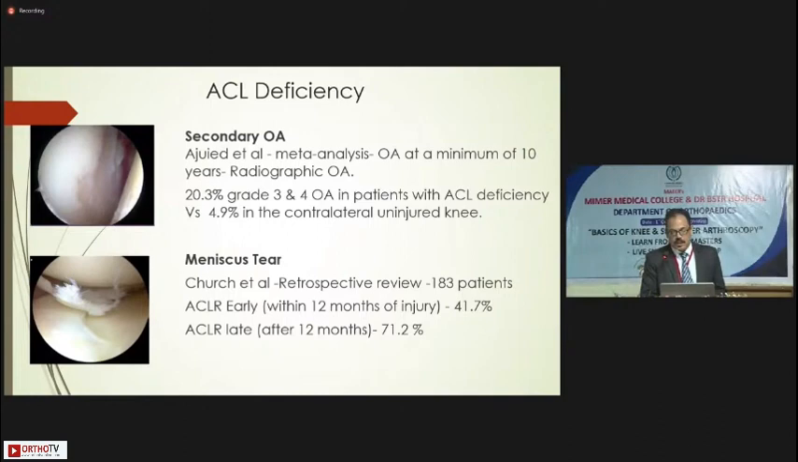if there is an ACL deficiency. So the first paper, OA at a minimum of 10 years, they showed 20.3% having grade 3 OA with ACL deficiency versus 4.9% on the opposite side. Meniscal tear, this is another paper by Church et al. ACL earlier, within 12 months, if you operate, the incidence is just 41.7%, late 71.2%.